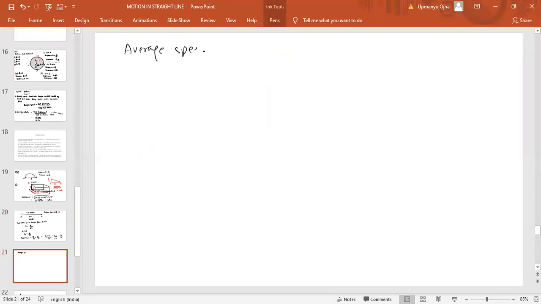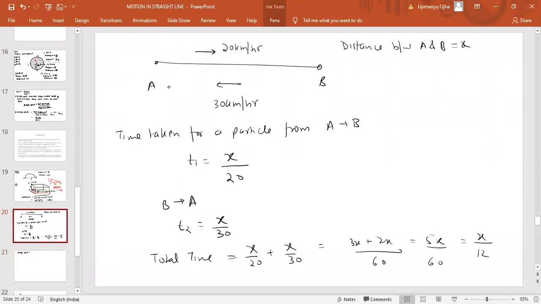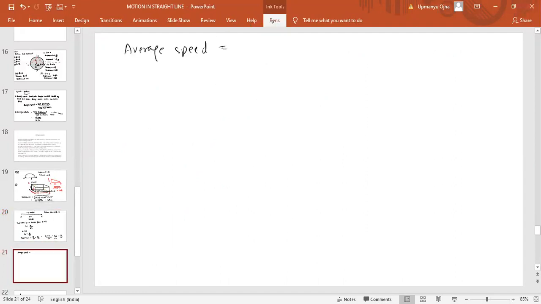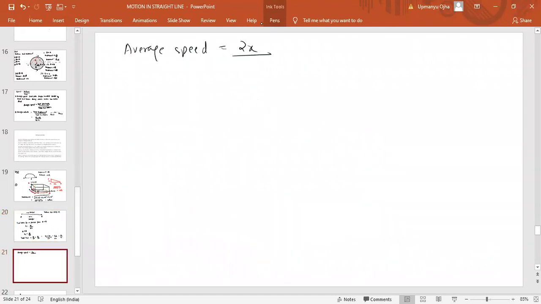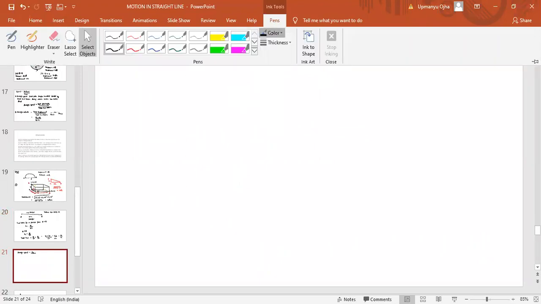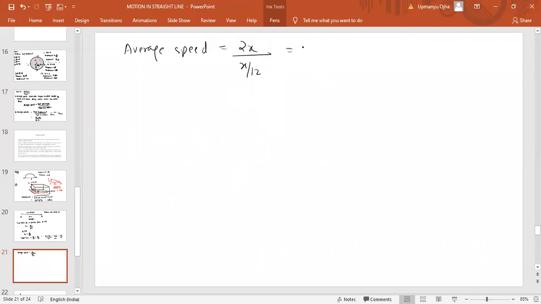Average speed is total distance, that is 2x, because total distance will be how much? x plus x. It started from A, it reaches B, x distance, again from B to A, again x, which means total distance would be equal to 2x. Okay, so 2x by total time taken, which is x by 12. So this will come as 24 km per hour. 24 km per hour is the average speed.